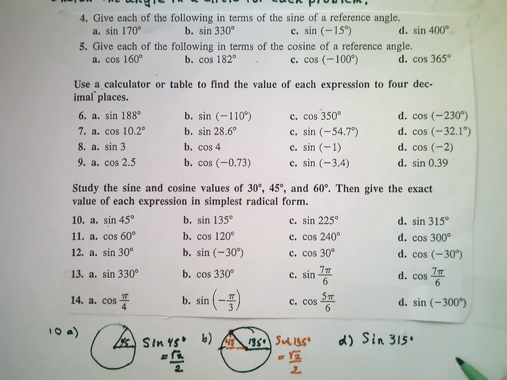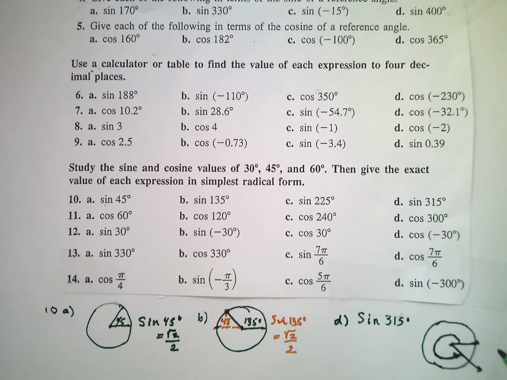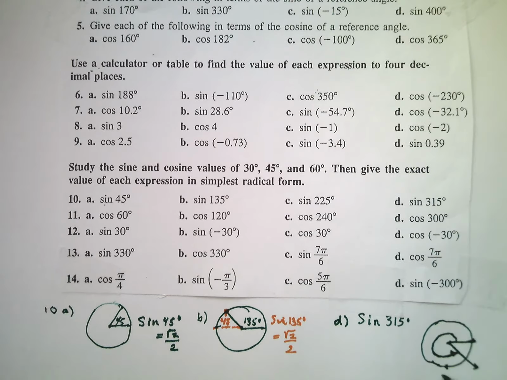I'm going to put the 315 here in a circle, sort of. My 315 degrees were past 90, past 180, past 270. 315 degrees goes a long ways around. It's almost a 360, but not quite.